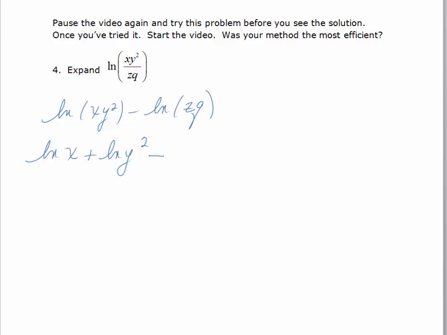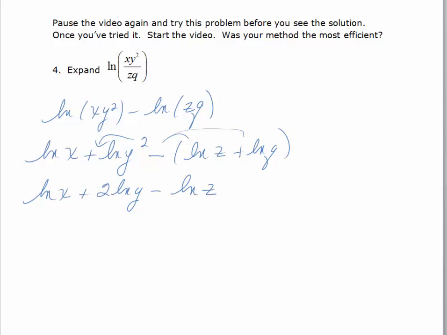Now I'm going to subtract a sum, so I'm really subtracting the log of z plus the log of q, and I have to distribute that negative, and in the same step I'll bring down the 2 as a factor, so I'll have the log of x plus 2 times the log of y minus the log of z minus the log of q. So this is the answer, and let's look at another way to approach the same exact problem.